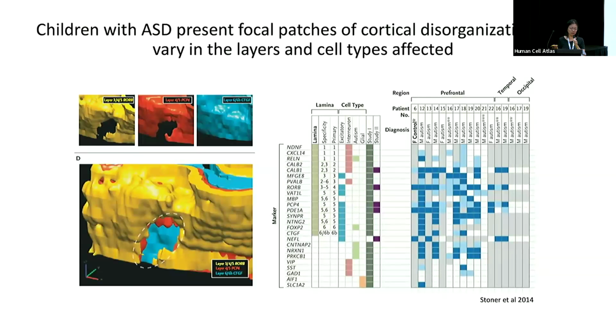So what you're looking at here is in situ hybridization images of 3 different genes. Each color represents a different gene, and what you're seeing here is a hole where the expression of these genes is missing. Children with ASD, autism spectrum disorder, actually present these focal patches of cortical disorganization, and they vary in the layers and the cell types that are affected. On your right, you will see quite heterogeneous gene expression across the panel of genes that were assayed. They are quite heterogeneous.